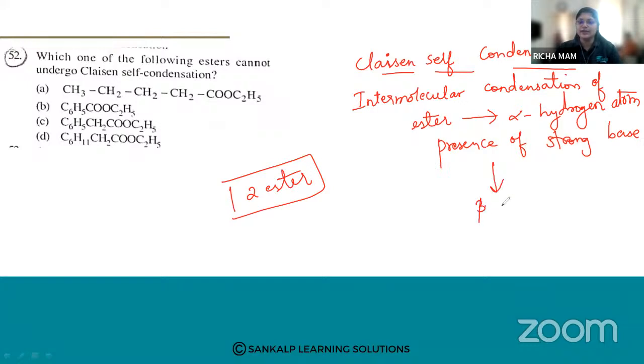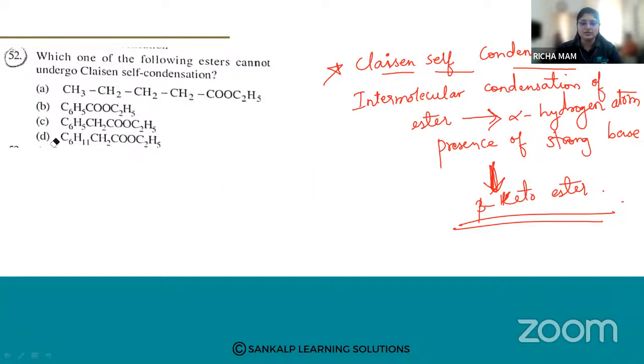It should form a beta keto ester. At the beta position, there should be a keto group and an ester group. So this is the product obtained in Claisen self-condensation. So what is Claisen self-condensation? Intermolecular condensation of two esters, which should have alpha hydrogen atom, in the presence of a strong base to give you a beta keto ester. So let us see now what will be the answer.